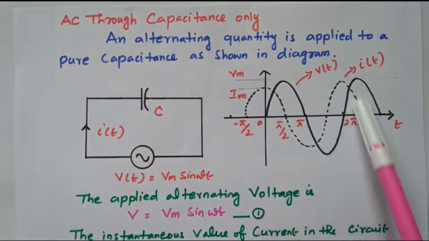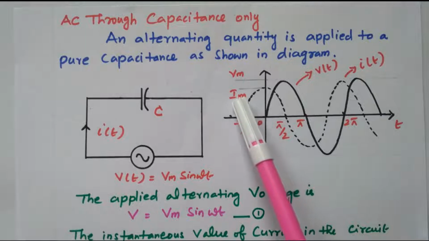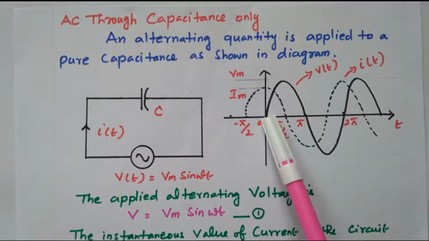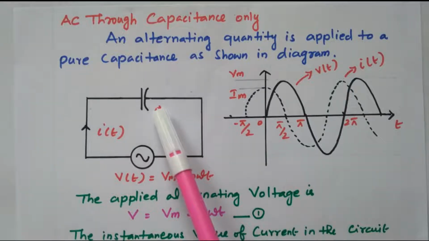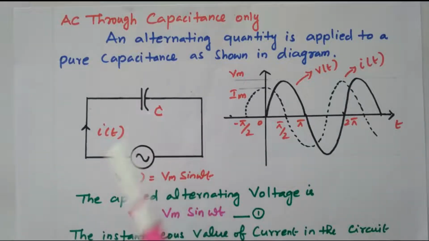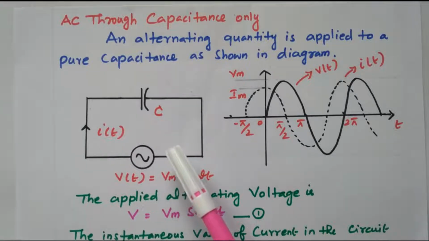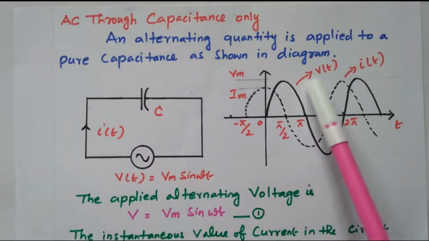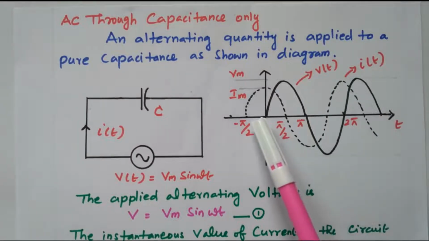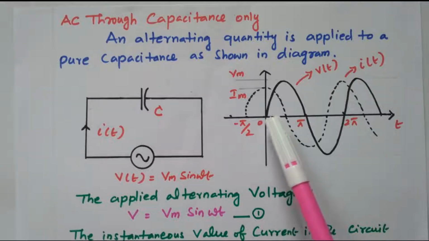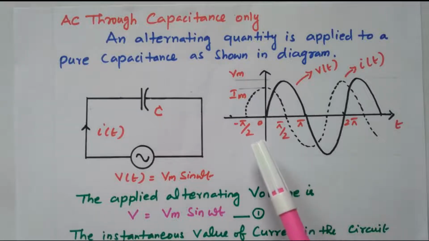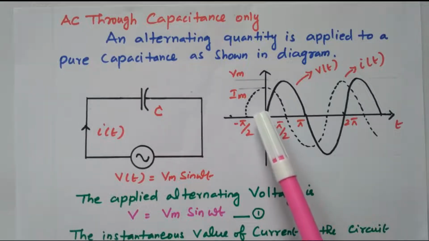So this is the current waveform I of t. This is the maximum value Im. So the current is leading the supply voltage by 90 degree in the capacitor. Now we will see how it is, through the equation. By analyzing the voltage and current equation, we will see how the capacitor current is leading the voltage by 90 degree. We will see the equation so that we will come to know how this leading happens.